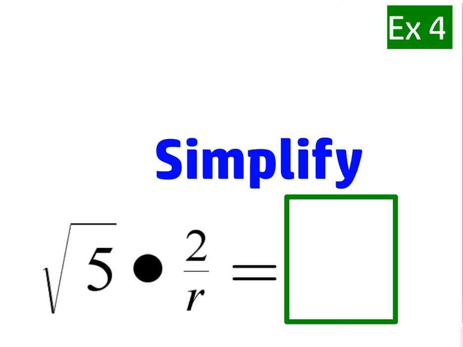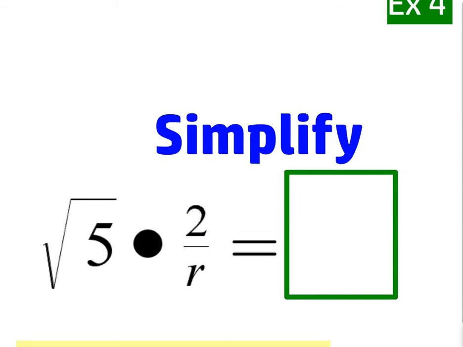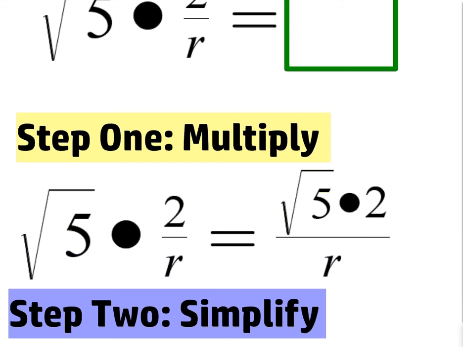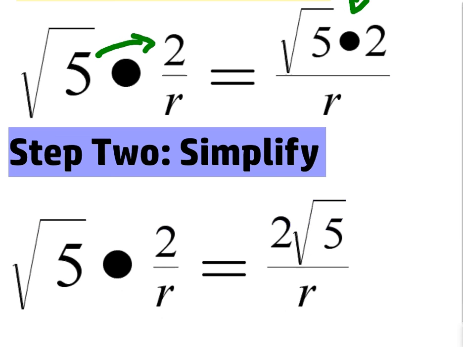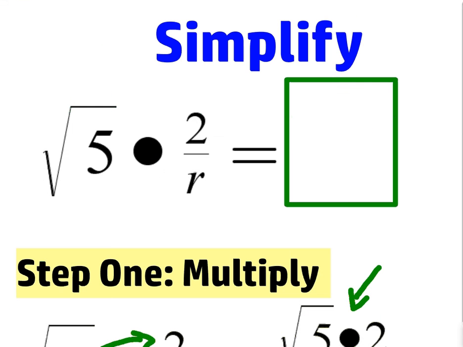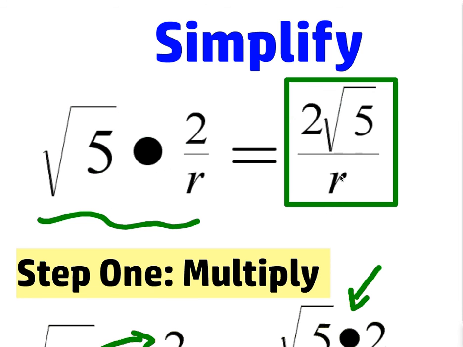Let's look at some more examples. Square root of 5 times 2 over r. All right, first thing we're going to do is multiply the whole number by the numerator. So now we have square root of 5 times 2. When you have a square root and a whole number, the whole number comes first. And you don't have to put the multiplication sign between the whole number and the square root, because it implies it's multiplying. So that top part is 2 square root of 5, and then we have r on the bottom. So therefore, when we simplify square root of 5 times 2 over r, we end up with 2 square root of 5 over r.